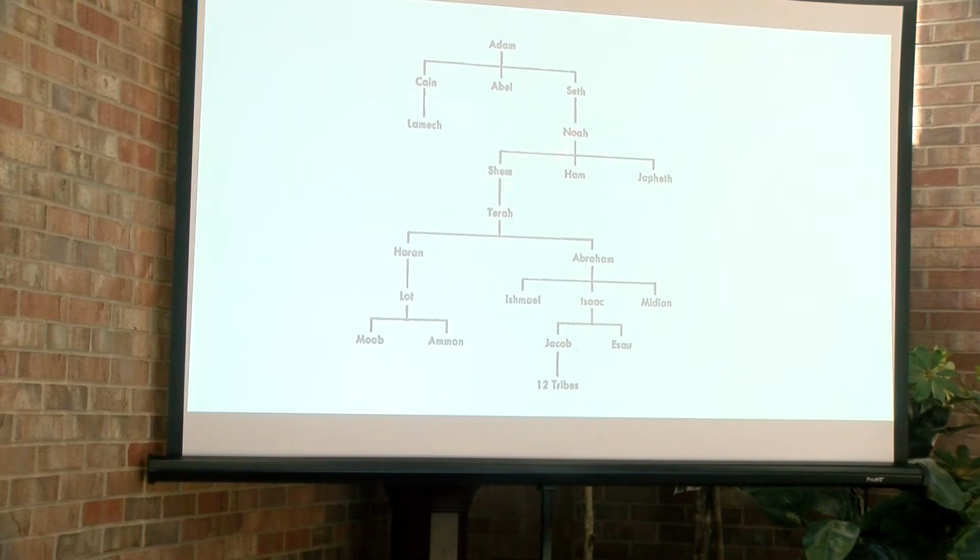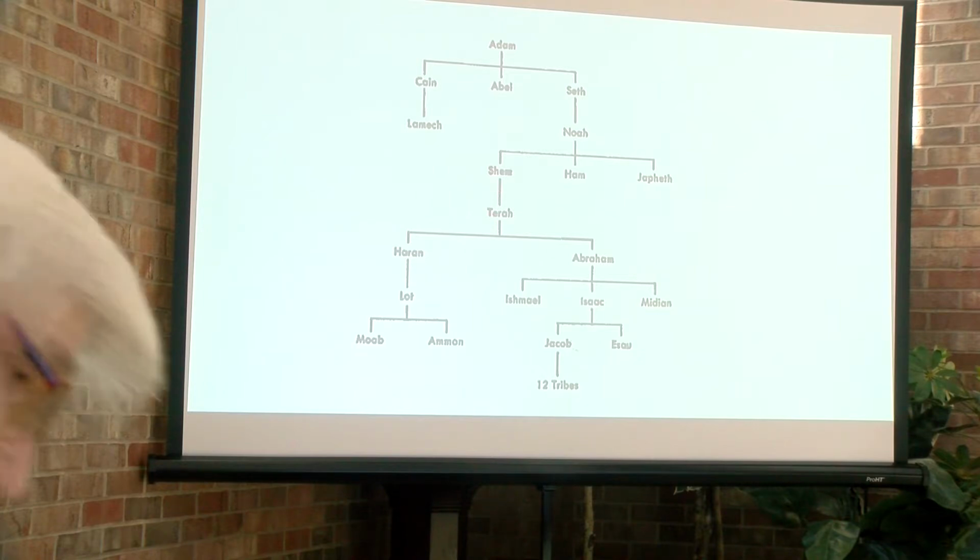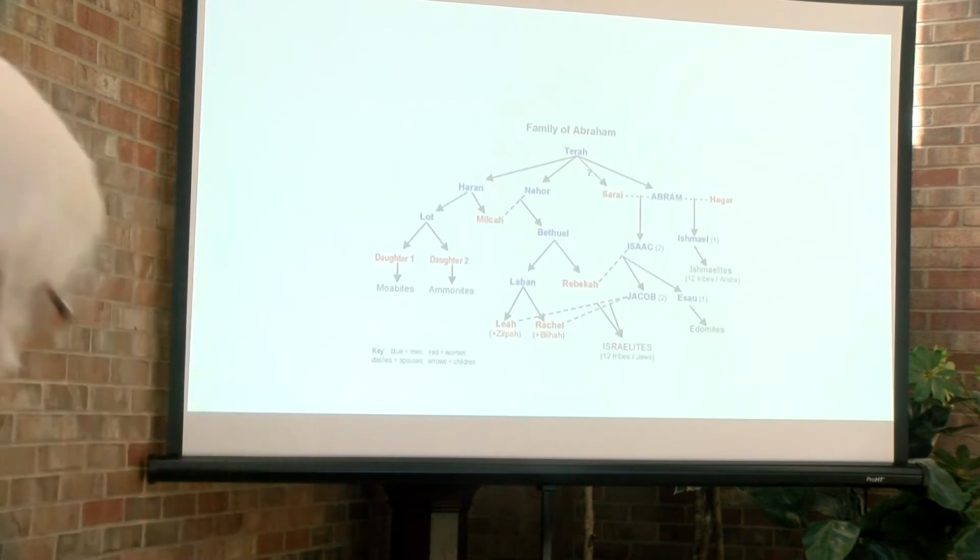Each one of these names in between here could be many, many different generations. But what we can conclude is that Terah is a descendant of Shem. That makes him a Semite. Now, go a little bit further.